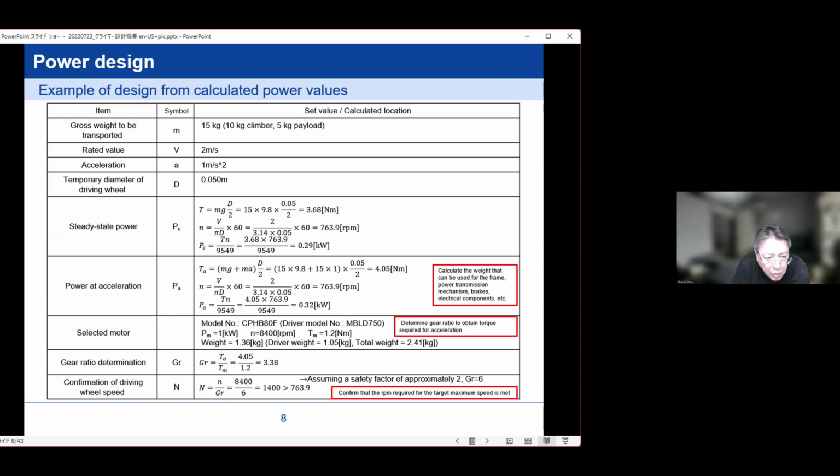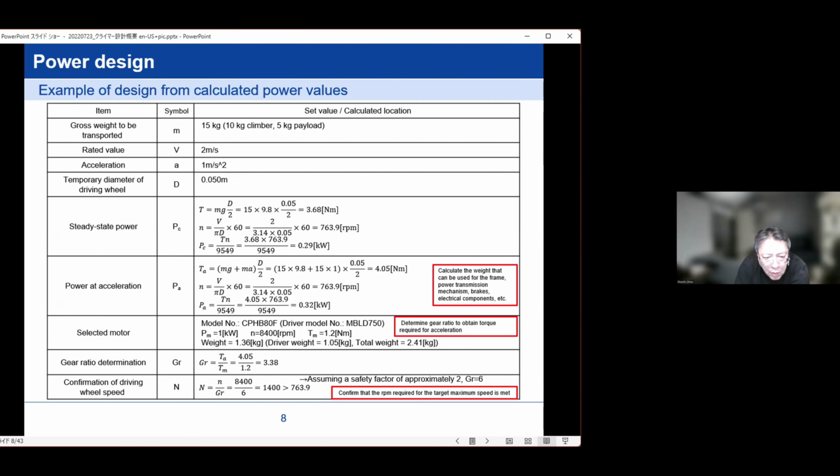From there, we select the motor, and in this case, we decide on a motor with a rated power of 1 kilowatt, a rated rotation speed of 8,400 revolutions per minute, and a rated torque of 1.2 Newton meters. At this time, the weight of the motor was determined to be 1.33 kilograms. The motor driver weighed 1.05 kilograms. So the total is 2.41 kilograms.